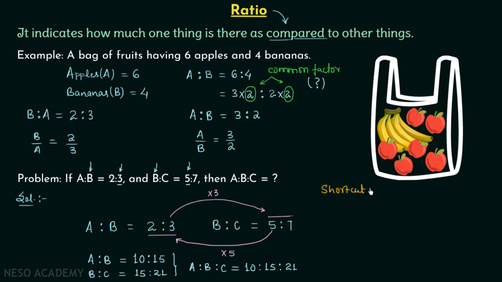Now we will move on to our shortcut method. Step number 1 is to write down the ratios we have. We have A, we have B, and we have C. So I will write A, B, and C in a single row. Now from ratio number 1, we know A ratio B is equal to 2 ratio 3. So below A, I will write 2, and below B, I will write 3. From here, we have B ratio C equal to 5 ratio 7. So below B, we will write 5, and below C, we will write 7.